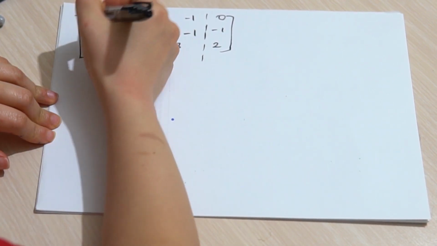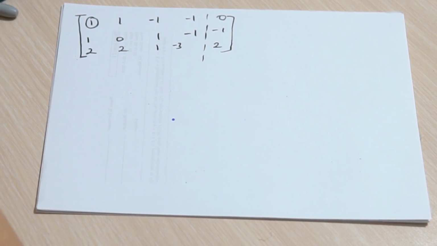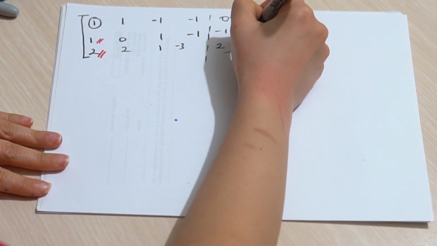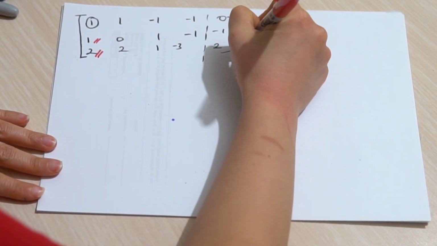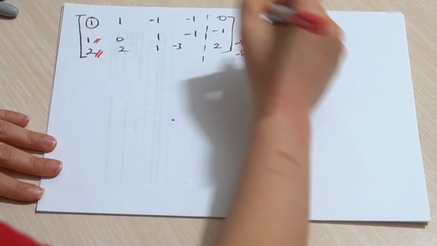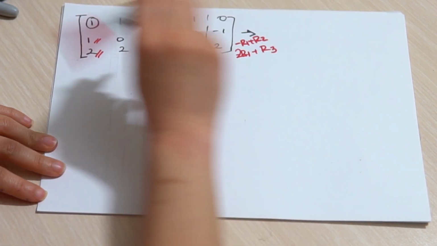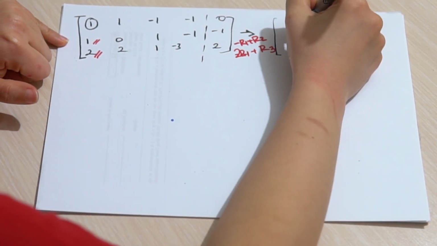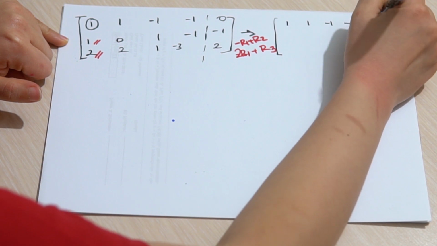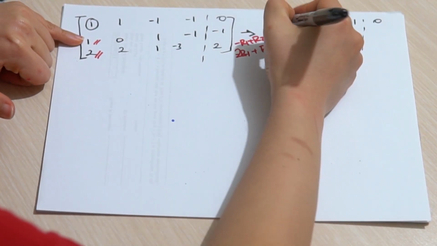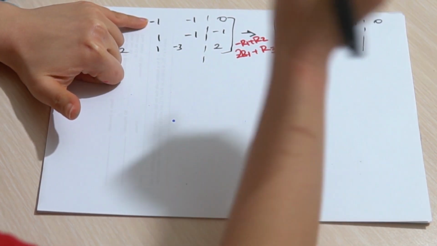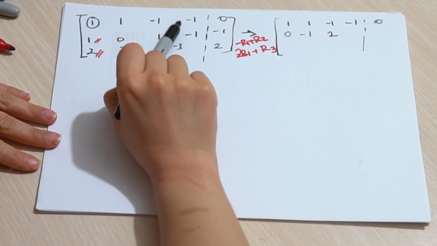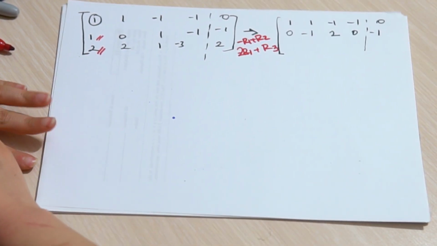So here I have this leading one, right? I want to make the entries below it 0. Then I should add minus row 1 to row 2, and add minus 2 row 1 to row 3. So then the first row is the same: 1, 1, minus 1, minus 1, 0. In the second row I have minus 1 plus 1, 0, minus 1 times minus 1 plus 1, 2 plus 1. There is nothing to change in the last column here, so it should remain the same.